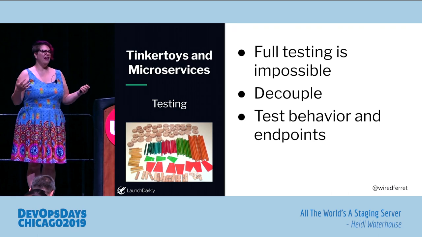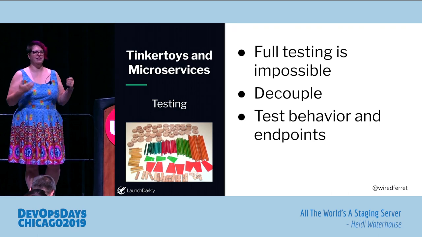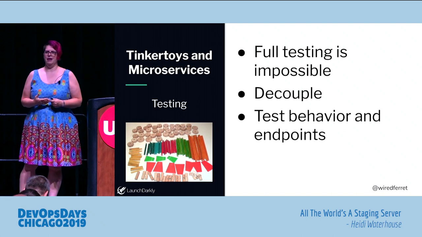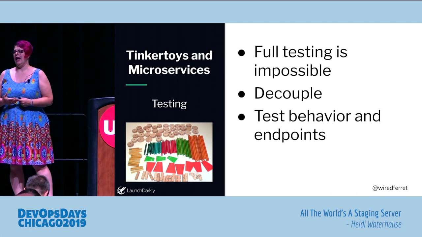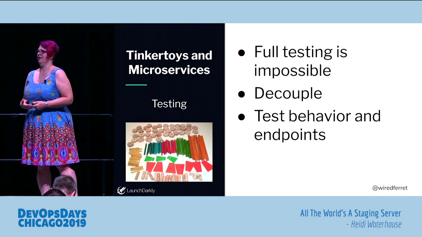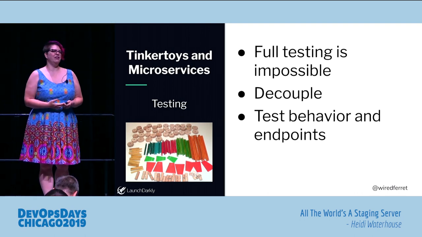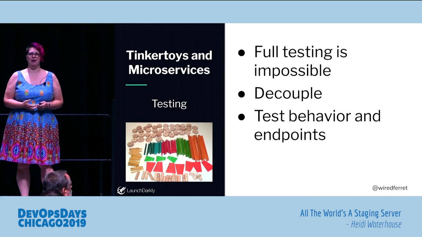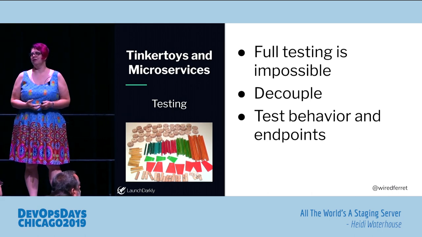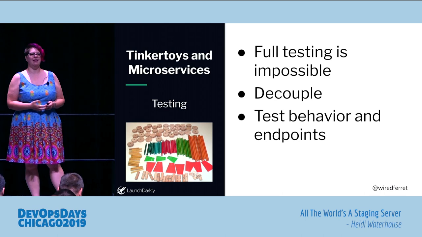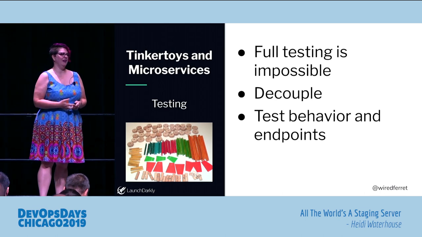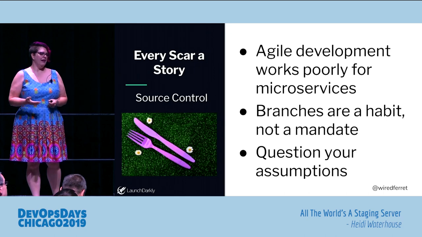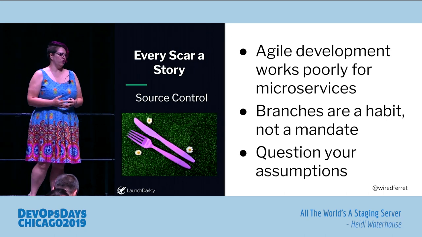And then the last thing for Tinker Toys and Microservices is, because you can't test everything, you're just going to need to test endpoints and behavior-driven development and what the user experiences. Because like Charity Majors said, nines don't matter if your users aren't happy. They don't. And so what we need to be testing is what our users experience, and not what we think ought to happen. The next one is called Every Scar a Story.